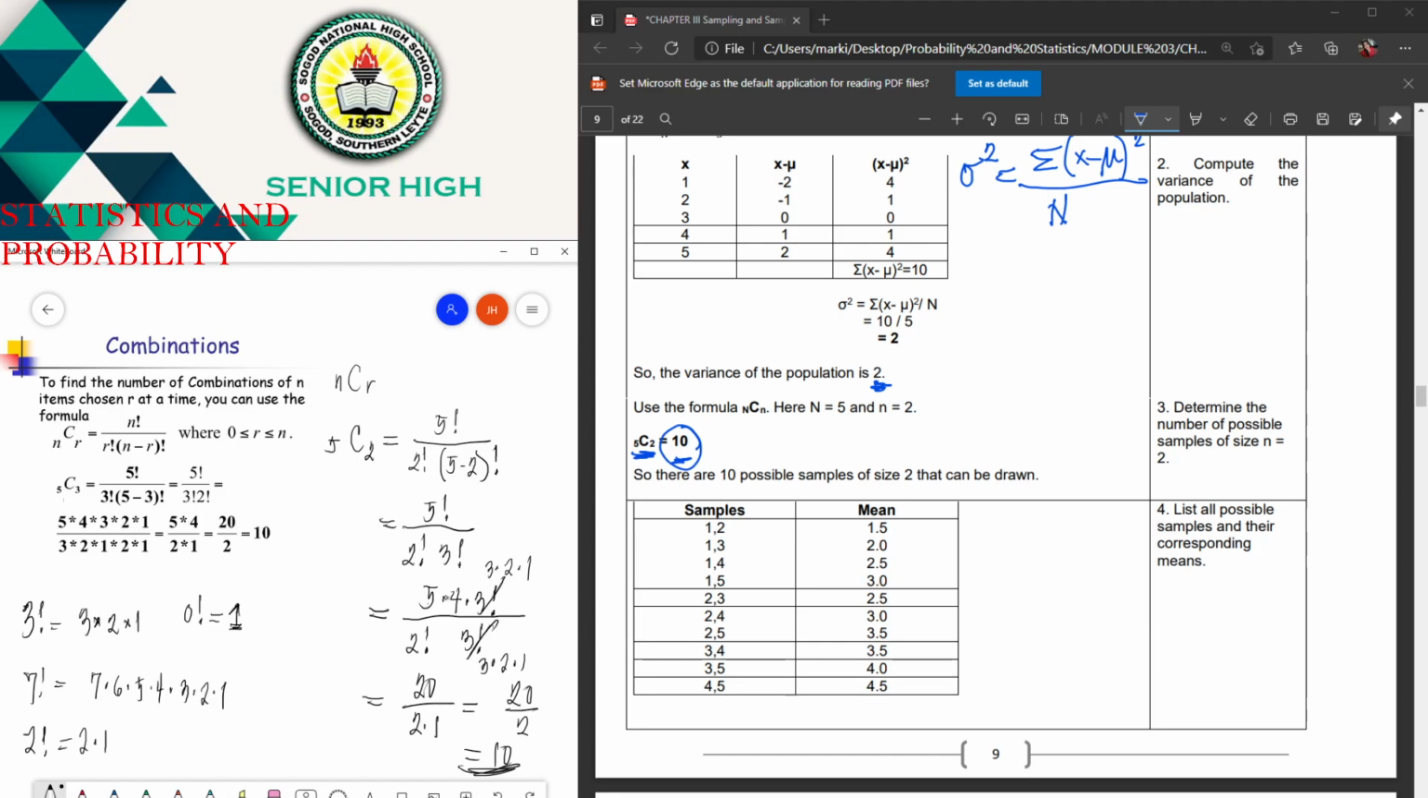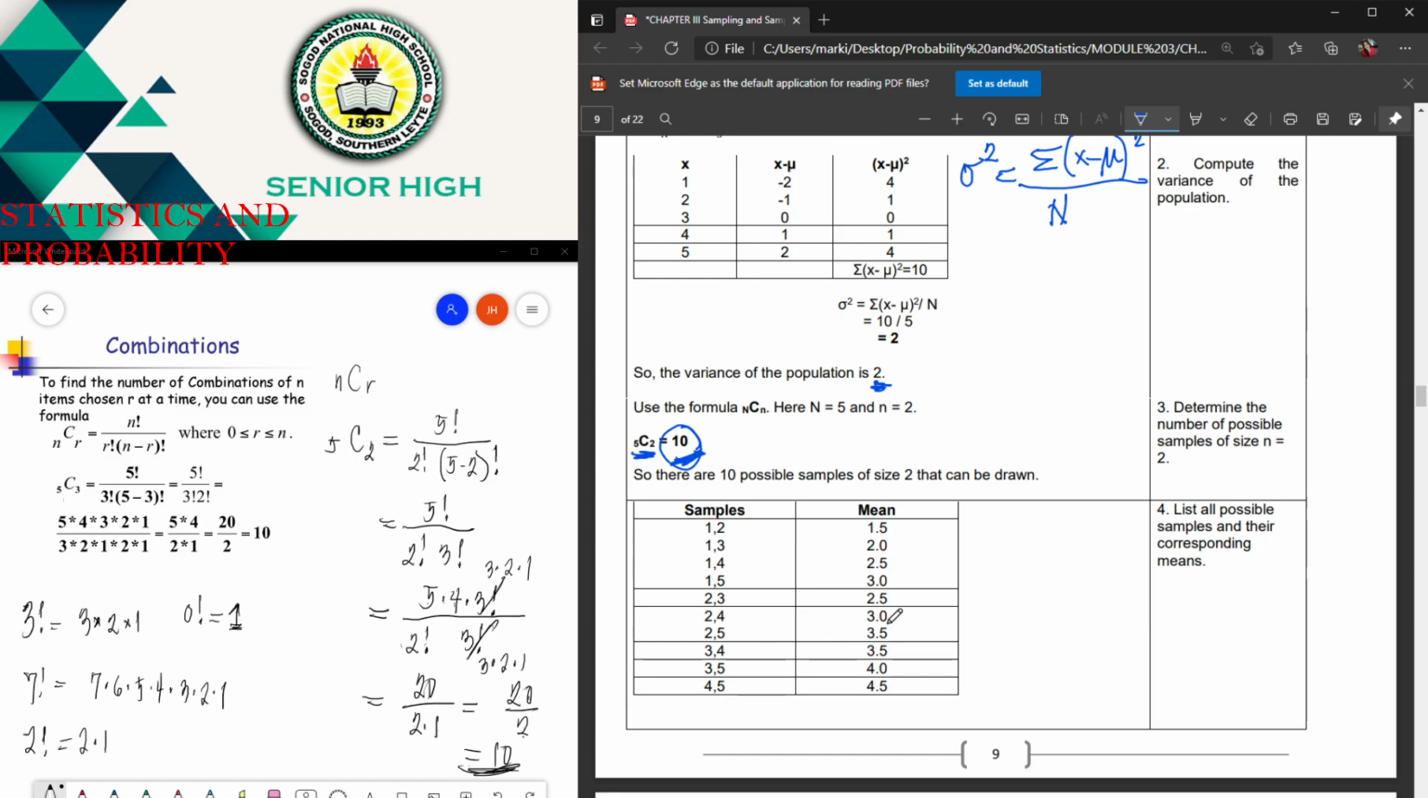Then you multiply 5 times 4, yung naiwan, that is 20. Then 2 factorial, which is 2 times 1, that is 2. So 20 divided by 2, that is 10. So that is the formula for this. Okay, that is the third step. I hope it's clear for you. Okay, so that is how you do the combination.